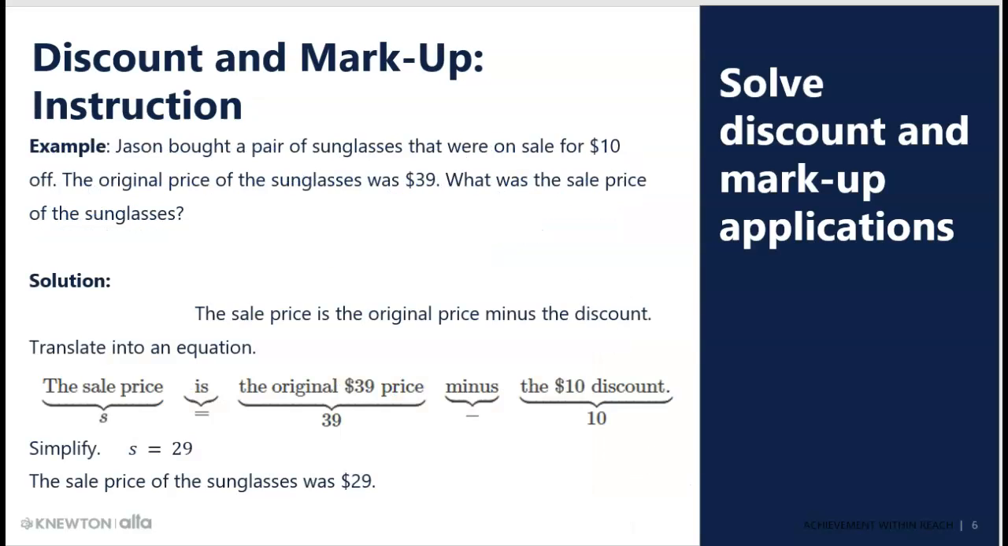So, Jason bought a pair of sunglasses that were on sale for $10 off. So this is a case where they told you the dollars off. The original price was $39. What was the sale price? It's $29. It's $39 minus the 10. They give you dollars off, and you get dollars. Dollars minus dollars is dollars. If this were 10%, you would have had to do a calculation to find out how many dollars off 10% is.